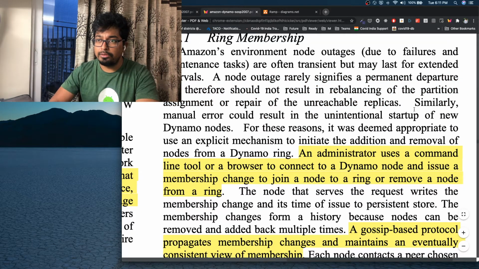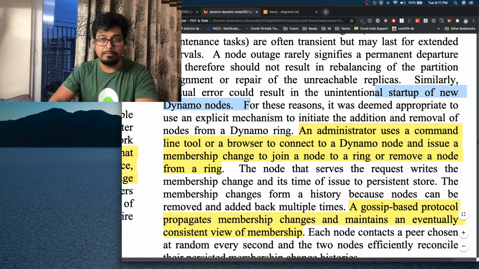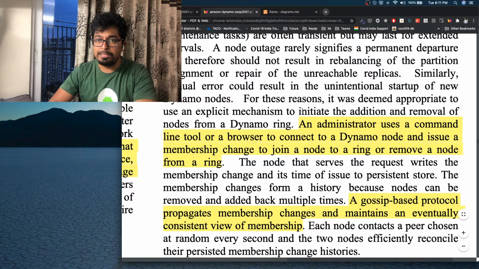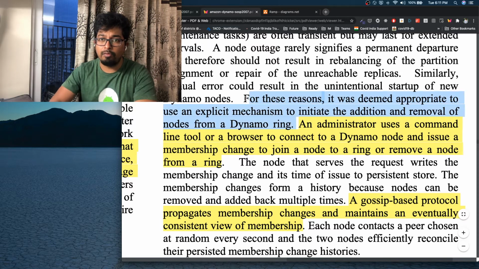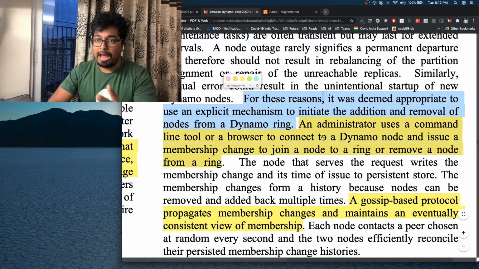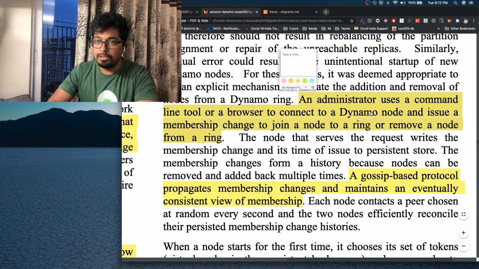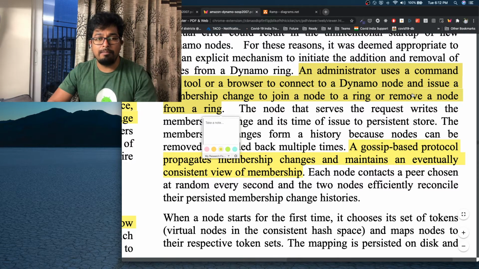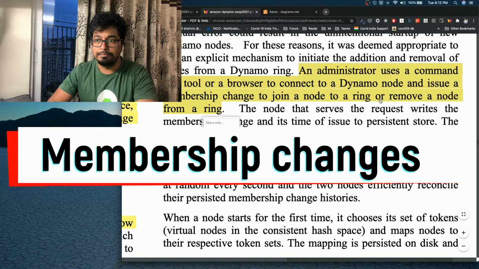Similarly, a manual error could result in the unintentional startup of new Dynamo nodes. For these reasons, it was deemed appropriate to use an explicit mechanism to initiate the addition and removal of nodes from the Dynamo ring. So you have this ring of machines. What they are trying to say is that sometimes these machines can go down, but we should not be worried because these machines will come up at some other point in time, so we do not want a full-on rebalancing of the ring. The administrator uses a command line tool or a browser to connect to a Dynamo node and issue a membership change. So without this trigger, a membership change would not automatically happen.